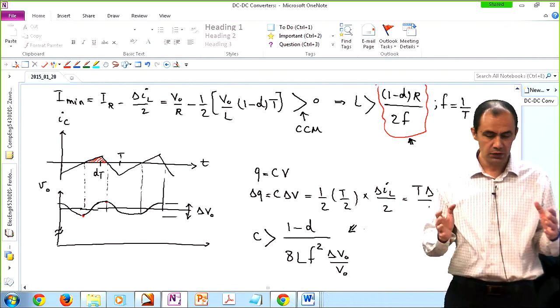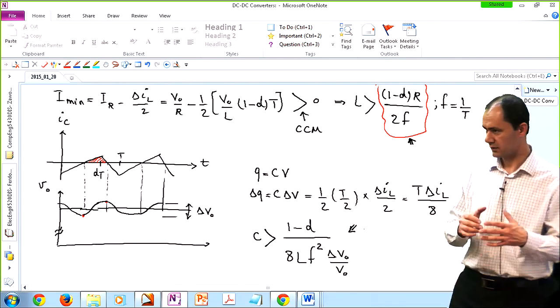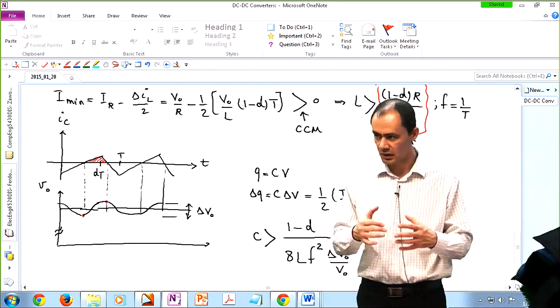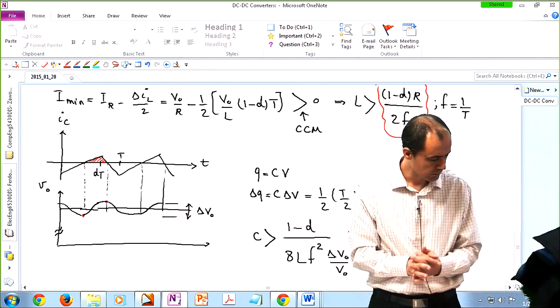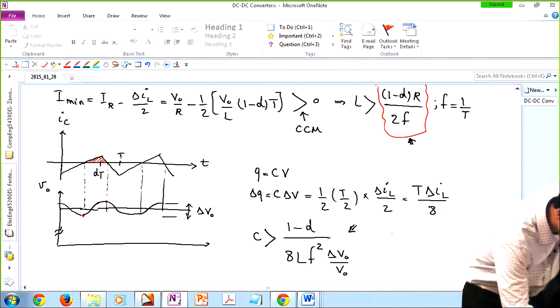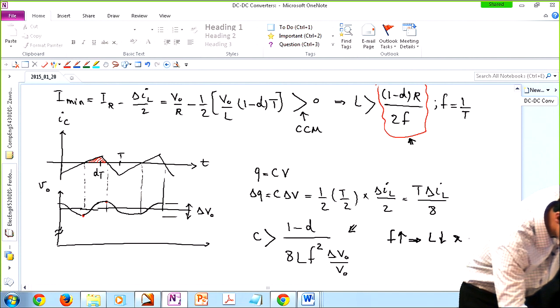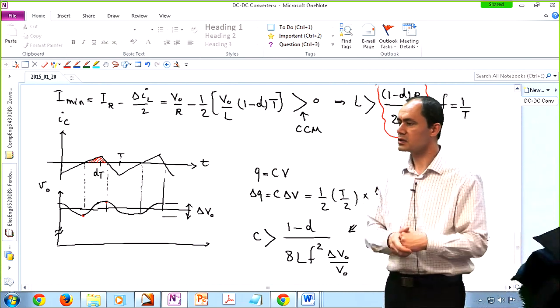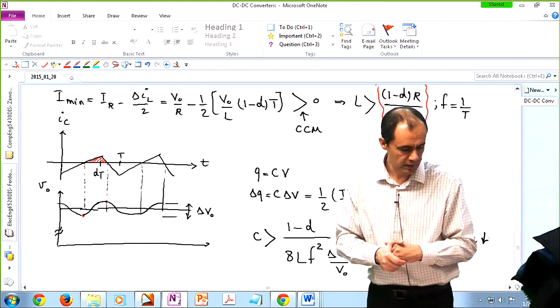That means your converter is going to get smaller because most of the volume and the weight of a converter comes from its inductor as well as its capacitor. So that's a good trend. If I increase the switching frequency, then I will need a smaller inductor as well as a smaller capacitor. But obviously, I cannot keep increasing the switching frequency. There's a limit to that.